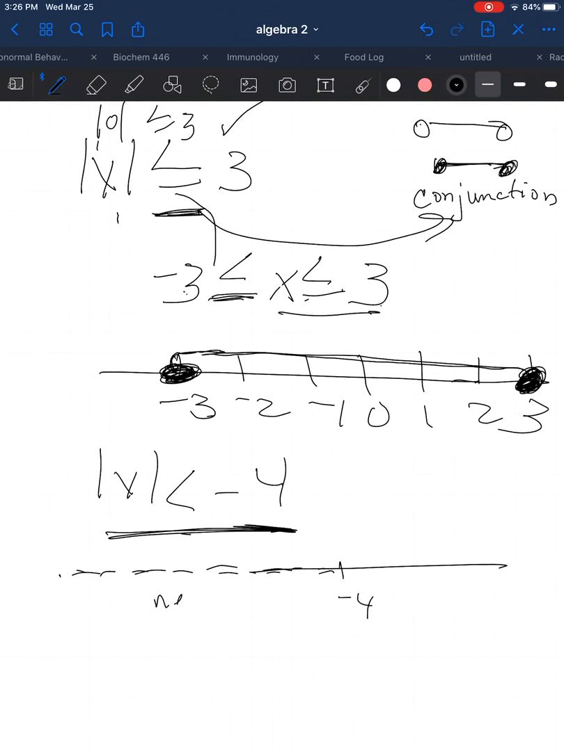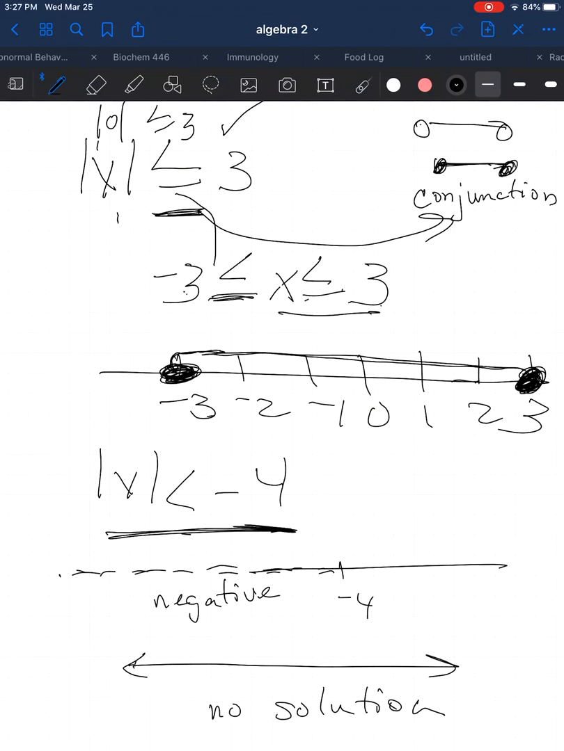They're all negatives, right? So now you tell me what absolute value is going to be less than a negative number. In other words, what absolute value is going to be a negative number? There are none. So this is simply draw the line with nothing on it, or write no solution. There isn't a number that you can plug in here that's going to give you a negative number. So there are no numbers that will give you an absolute value less than negative 4.